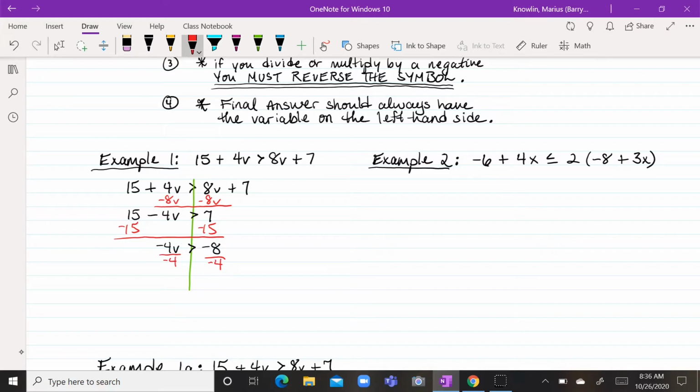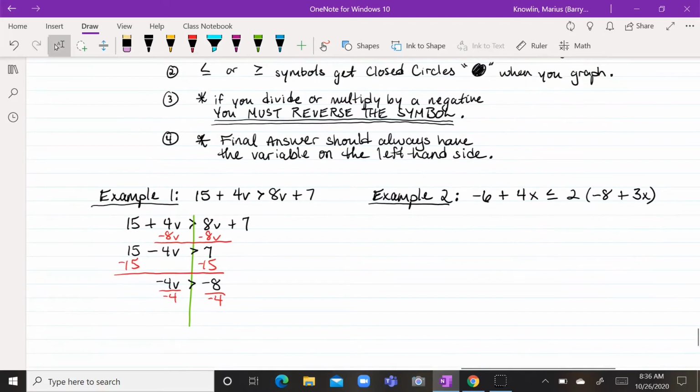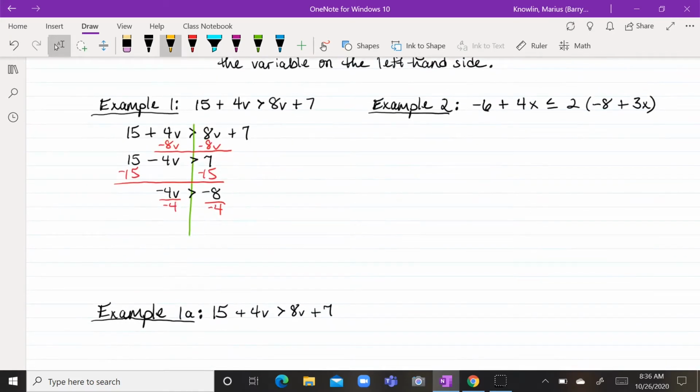So when I do that, rule number 3 says if you divide or multiply, in this case we're dividing, so if you divide by a negative, you must reverse the symbol. So my inequality symbol has to turn around, and the v stays on this side, and the negative divided by a negative is a positive. So v is less than positive 2.